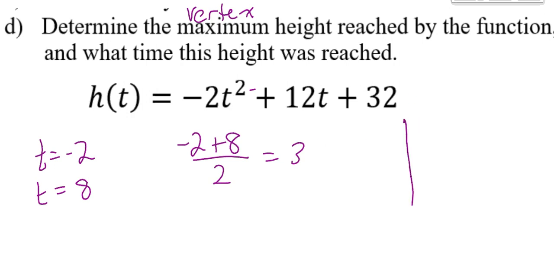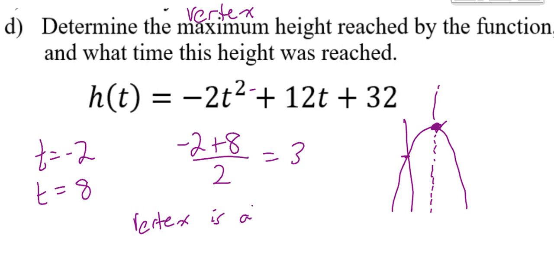And that means, if we just sort of visualize again what we had, here's the kind of a cliff. The midpoint of the roots is where the axis of symmetry is. And the axis of symmetry always passes through the vertex. So I know that my vertex is at t equals 3, because that's the midpoint of the roots. Now, that's not the maximum height, though. That's just the time.